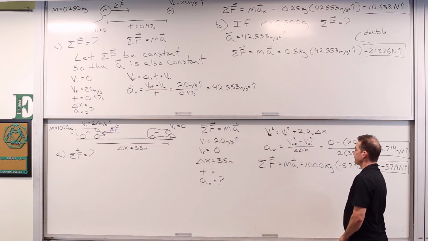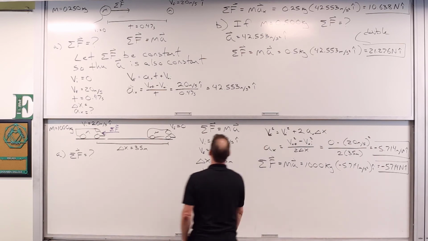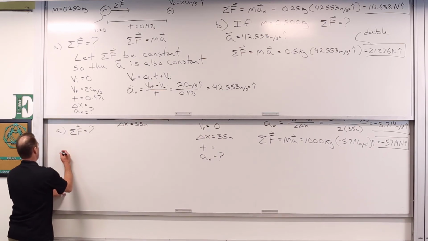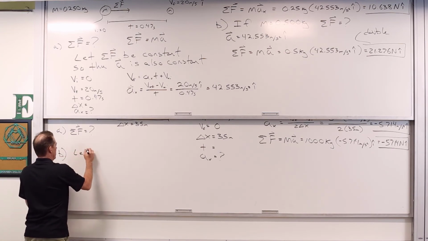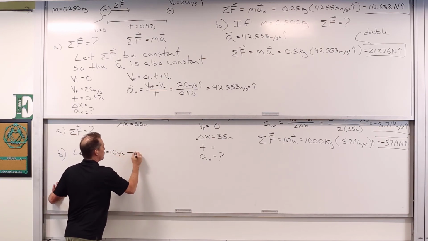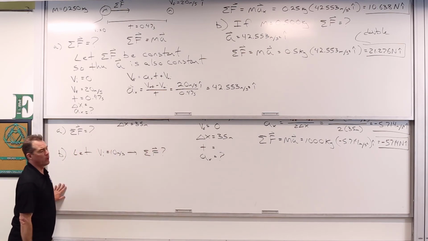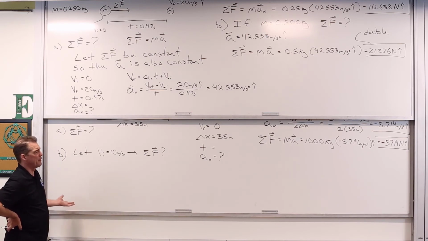All right, so I'm going to do one more little thing with this and just say, hey, what if the initial velocity was only 10 meters per second? Let v initial be equal to 10 meters per second. The net force would be equal to what then? So we still want it to come to a stop over 35 meters, but it's only going 10 meters per second to begin with. What then?